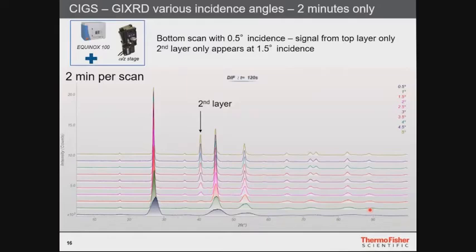solar cells. And here is a series of measurements. Each measurement is only 2 minutes, so it's quite quick. Starting from 0.5 up to 5 degrees omega, that's the incidence angle. You can see that at low angles like 0.5 and 1, we have only one set of signals. And at 1.5, we get an additional signal, which then increases in intensity. So we have two layers, which we can separate by the incidence angle.